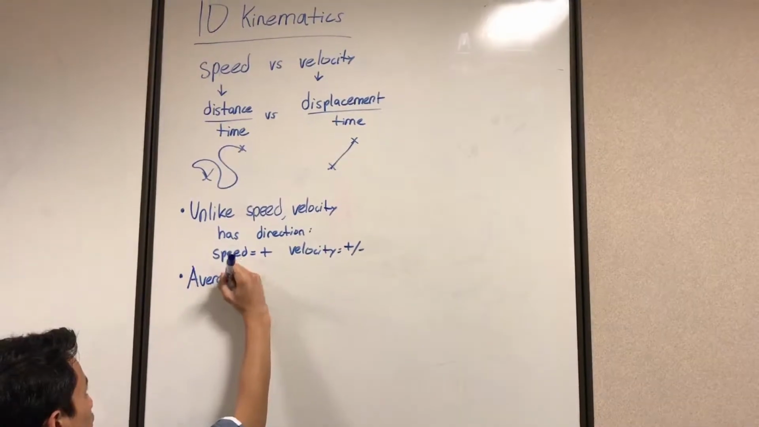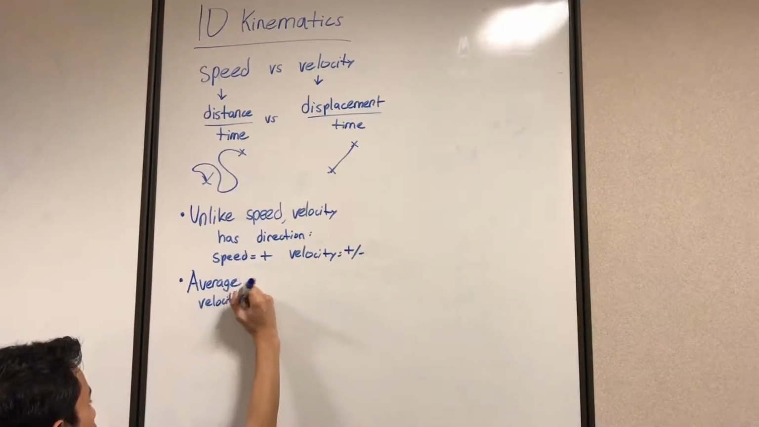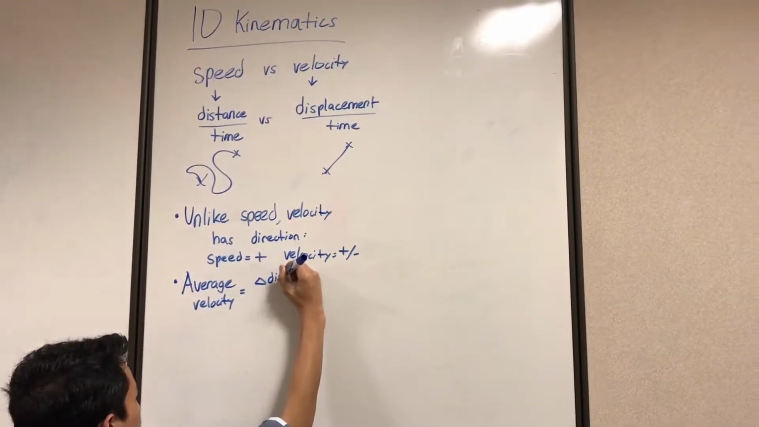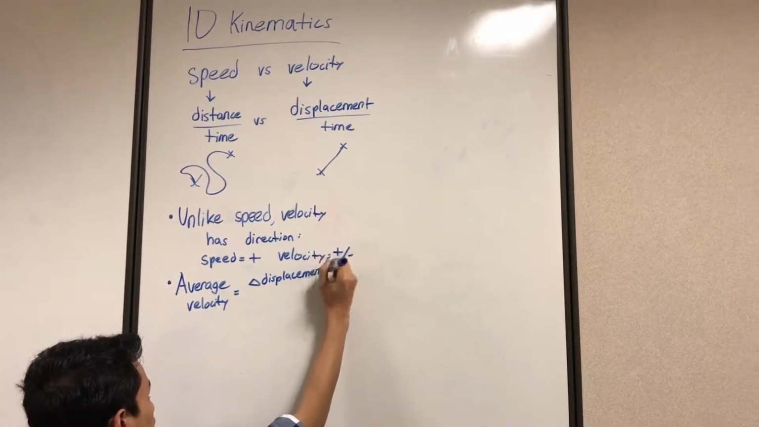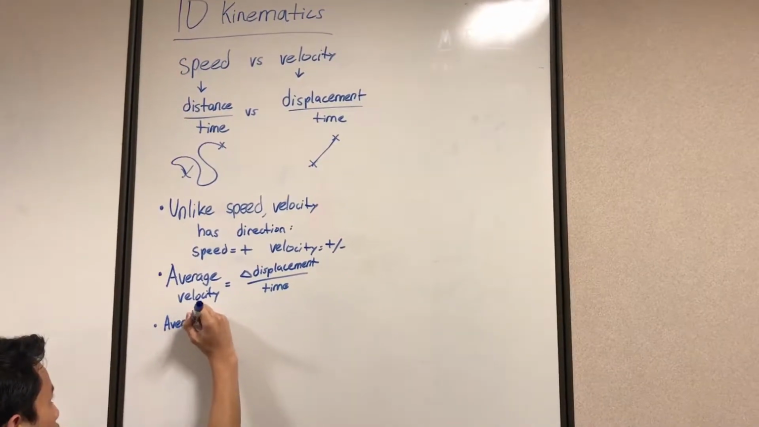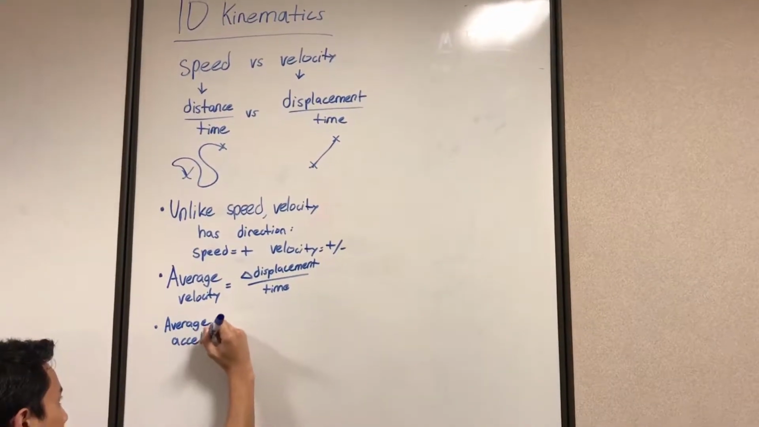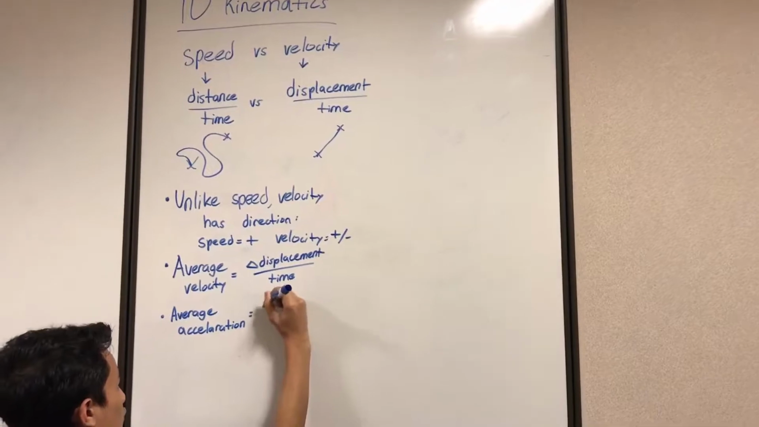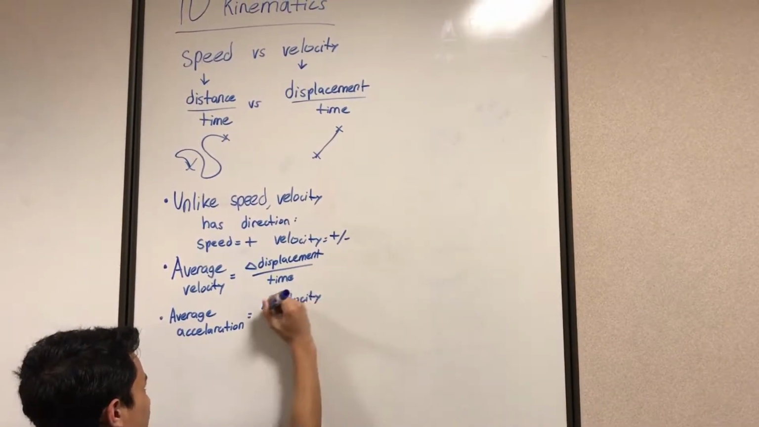The equation we derive for average velocity is the change in displacement, or final position minus initial position, all over time. And similarly, the equation for average acceleration is the change in velocity, or final velocity minus initial velocity, all over time.